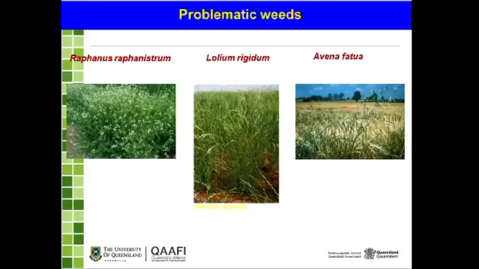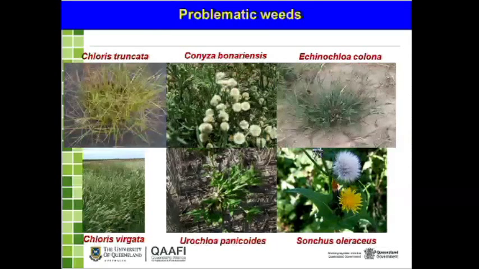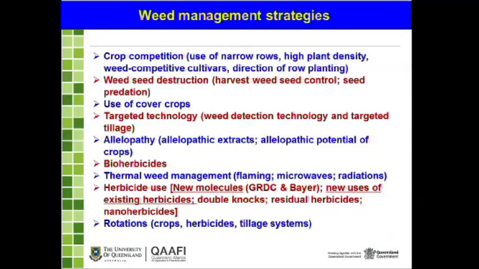Just for your information, some of these problematic weeds: wild radish, the biggest problem in Western Australia, annual ryegrass, wild oats, and these are some of our weeds in the northern region. That's windmill grass, fleabane, barnyard grass, feathertop, which is the most problematic weed at the moment, Urochloa panicoides, liverseed grass, and then sow thistle. These are some of the problematic weeds.